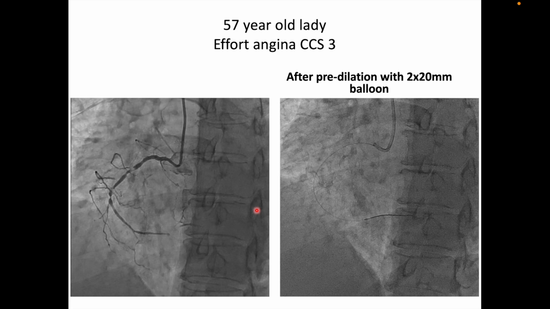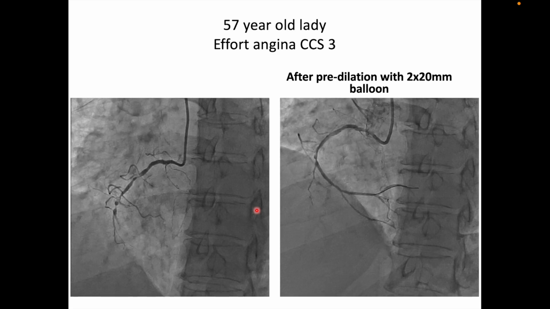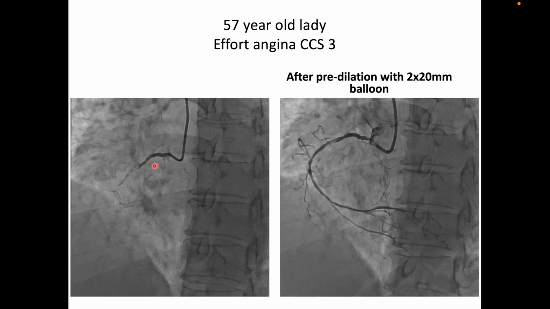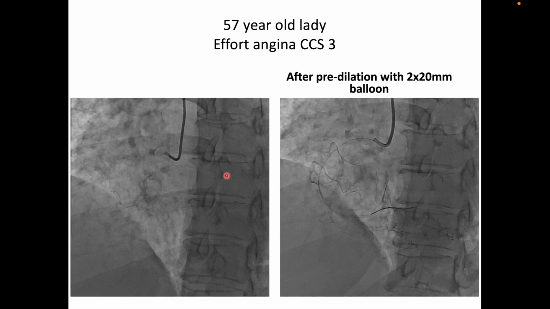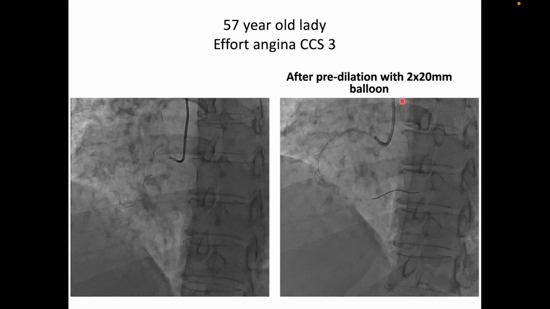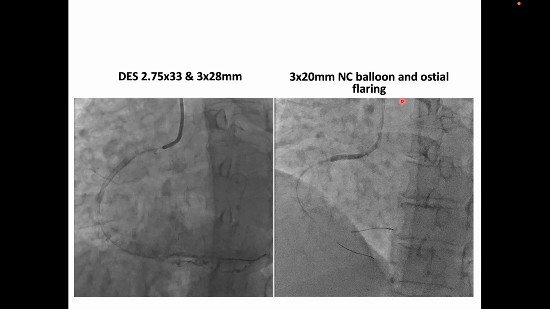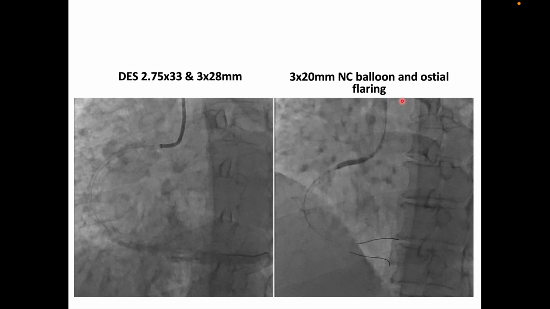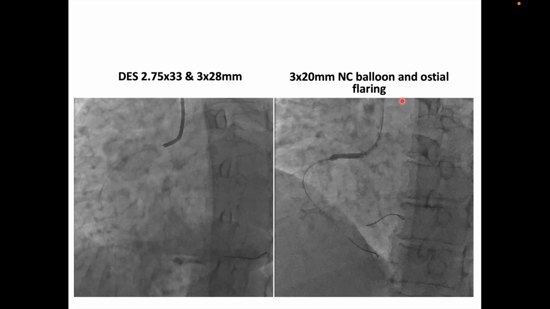Now this is a 57-year-old lady who presented with effort angina CCS3. You can see the mid-RCA lesions. If you look at the size of the right coronary artery, I think it looks like a 2.75 or a 3 millimeter artery at the max. So after pre-dilatation with 2 by 20 millimeter balloon, this is the result. So then two stents, as I said, to us this looks like a 2.75 and 3 millimeter vessel. So a 2.75 by 33 stent distally and proximally overlapping stent 3 by 28 millimeter till the ostium.